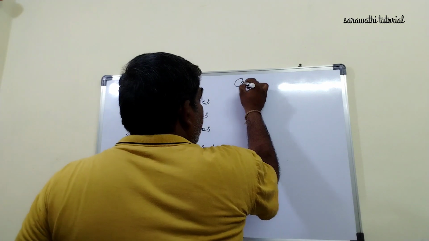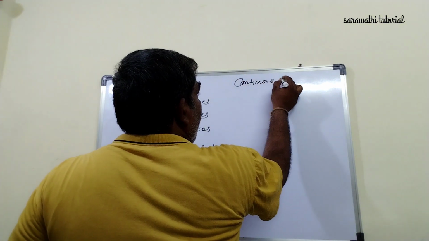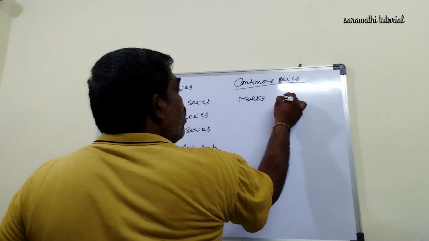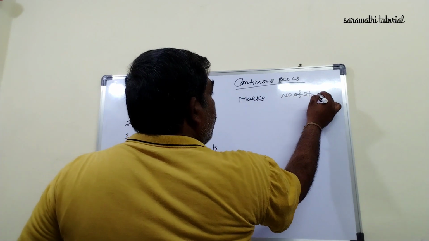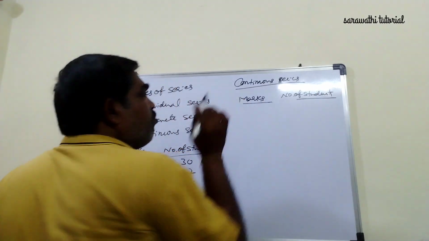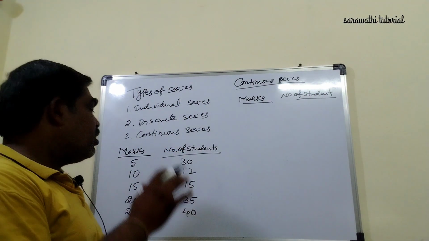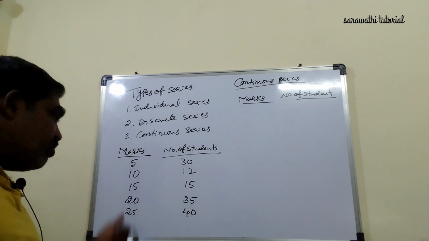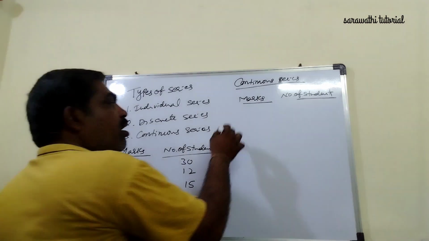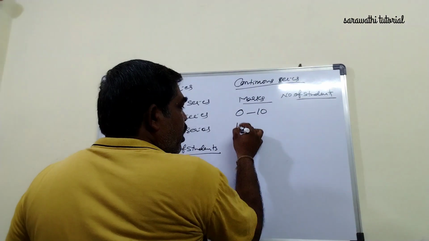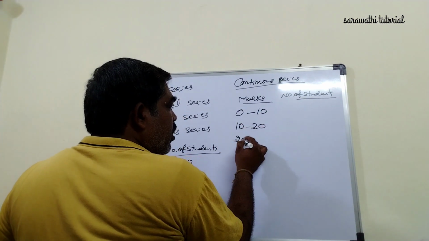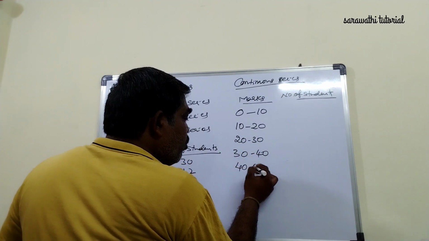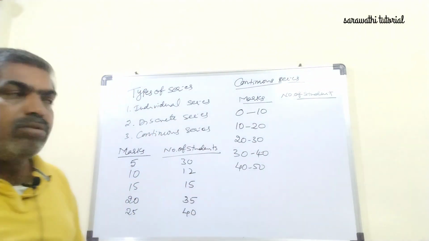So here continuous means, here also we are taking marks and number of students. Marks we take as limits, so we have to take the starting limit and end limit. For example, a 100 marks paper. Here we take 0 to 10, 10 to 20, 20 to 30, 30 to 40, like that. You can take up to 100 marks also.